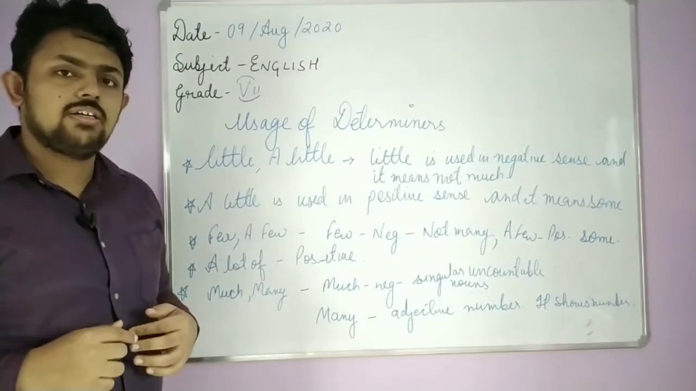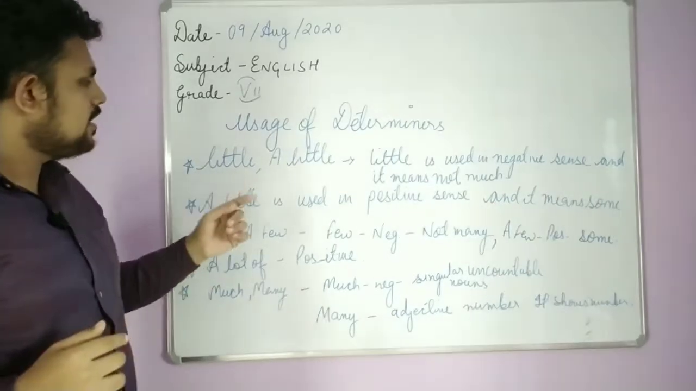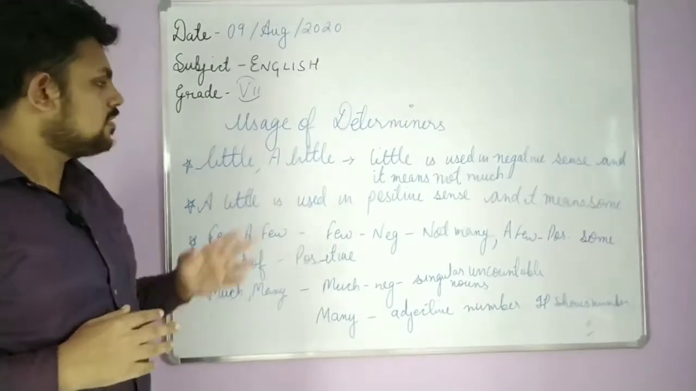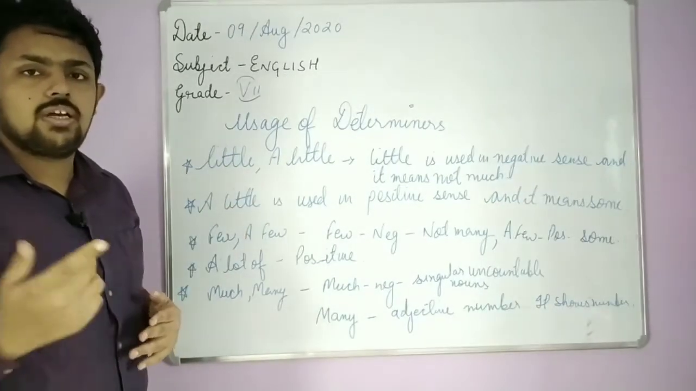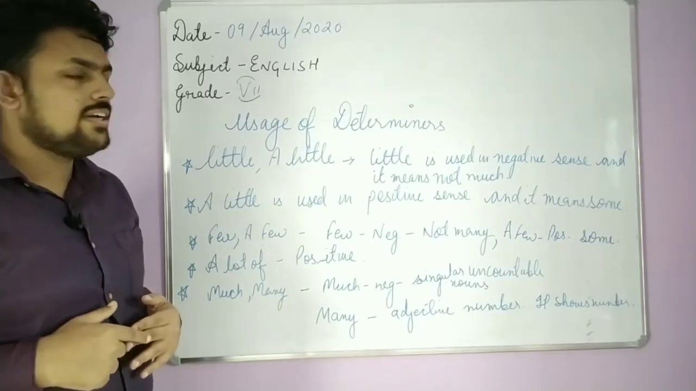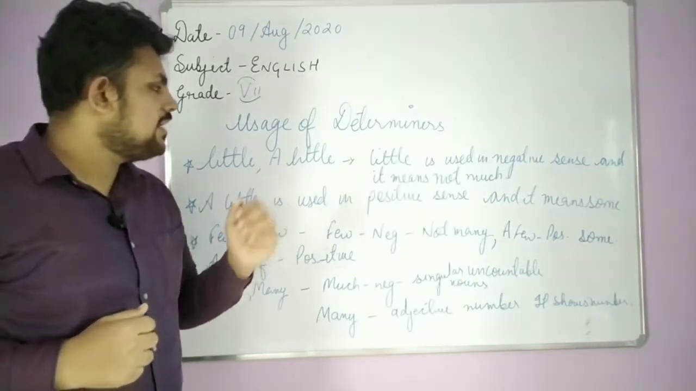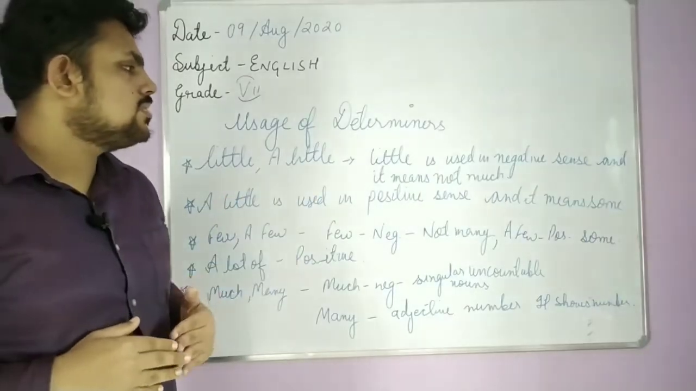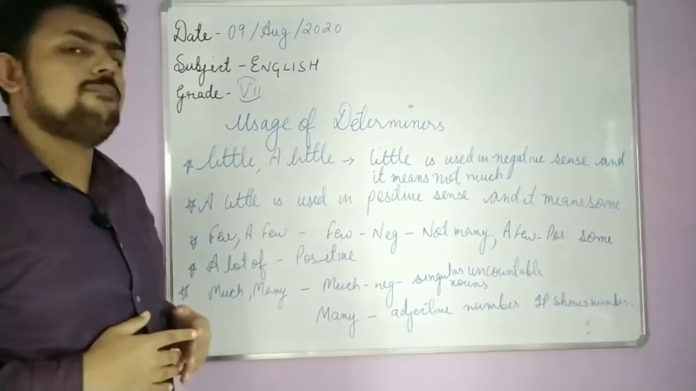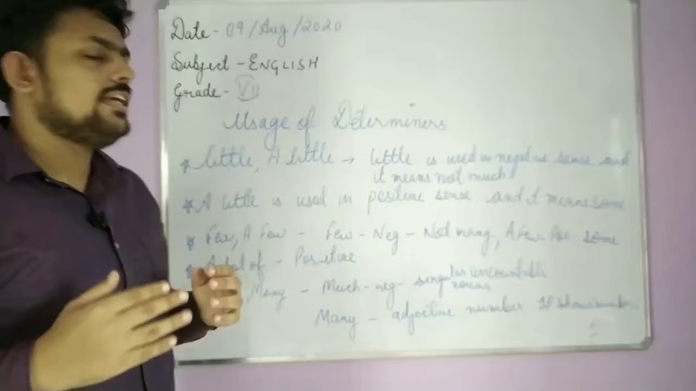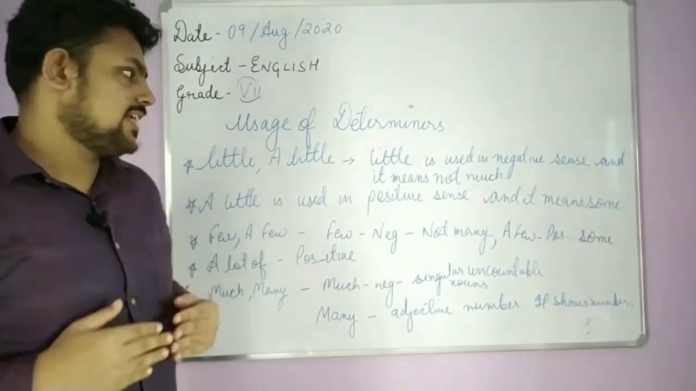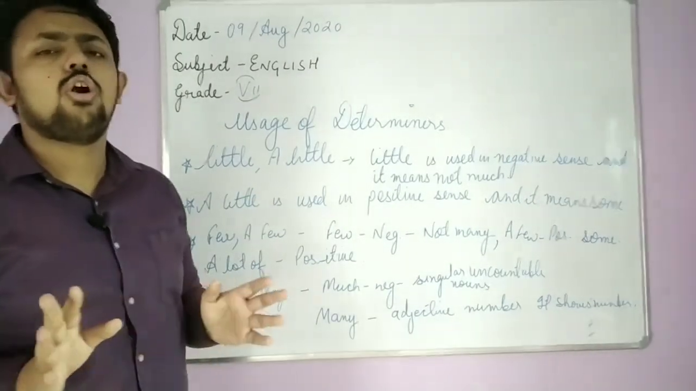Okay, what are the determiners we are seeing? A little, and little is here. So what kind of determiner is it? You can comment. Which kind is it? Okay, so a little, and little. Little is used in negative sense. Whenever you are using little, it is used in negative sense, and it means not much.